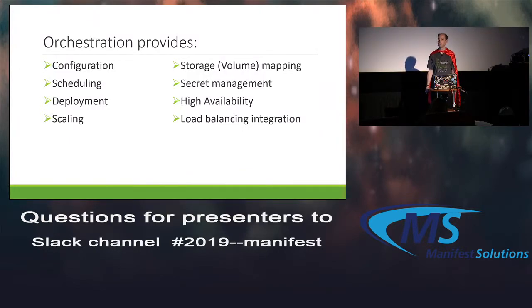So it provides you the ability to configure your services, the ability to schedule when they run and how many run, to do a new deployment. Perhaps you have a new version of the service or a new configuration for the service. You may want to scale up and down based on demand. Storage volume mapping, if you've got persistent storage, and secret management, think perhaps database credentials for the database your service is going to call. High availability, obviously one of the key reasons you might go to the cloud. And then if you're going to run multiple copies of something, you're going to want to integrate into a load balancer.